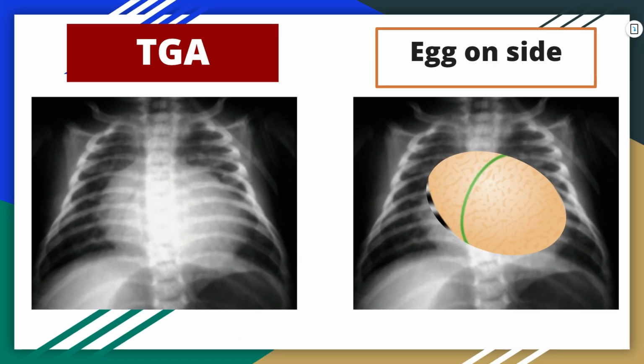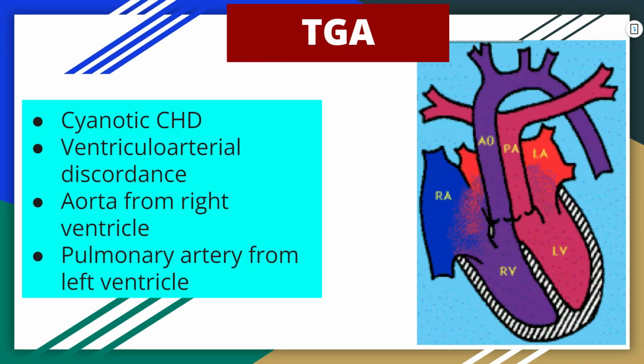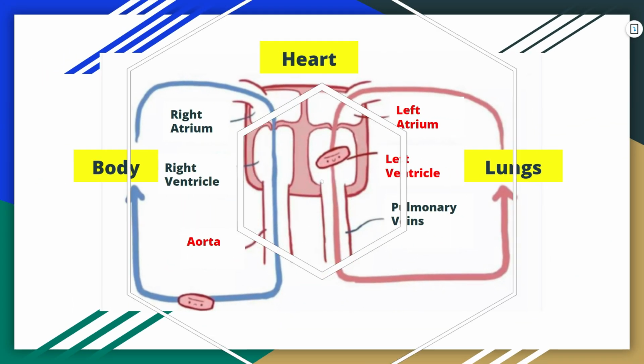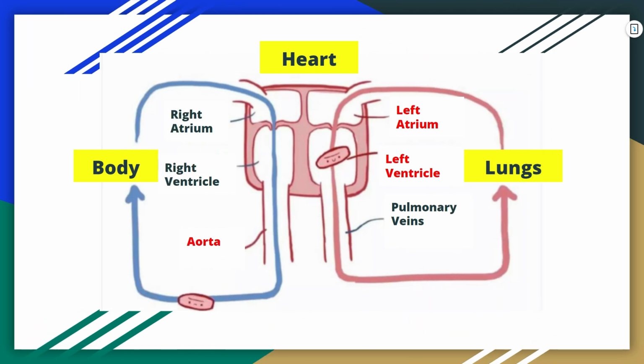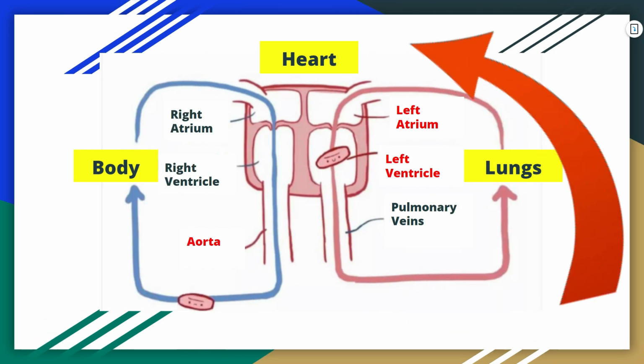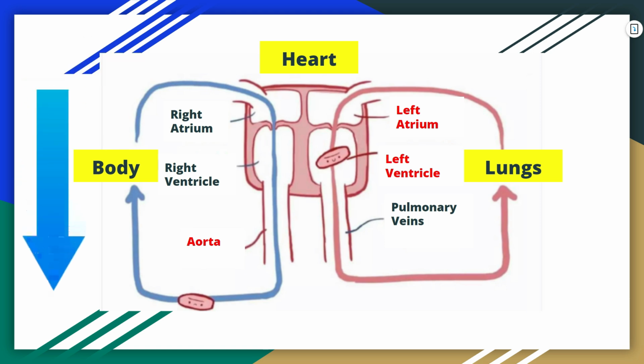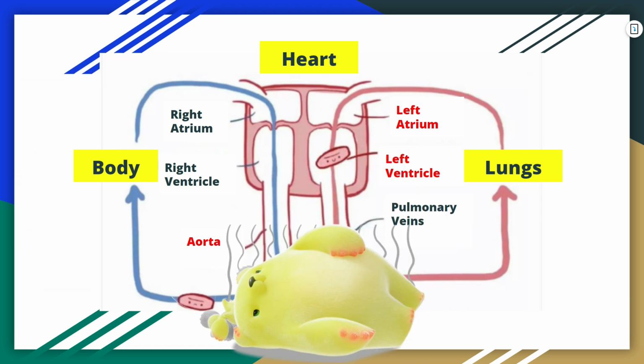Egg on side or egg on string appearance of the heart is seen in transposition of great arteries. TGA is ventriculoarterial discordance in which the aorta arises from the morphologically right ventricle and the pulmonary artery arises from the morphologically left ventricle. The pulmonary and systemic circulation function in parallel rather than in series. In case of TGA, oxygenated pulmonary venous blood returns to the left atrium and left ventricle. Deoxygenated systemic venous blood returns to the right atrium and right ventricle. This causes deficient oxygen supply to the tissue and excessive right and left ventricular workload.